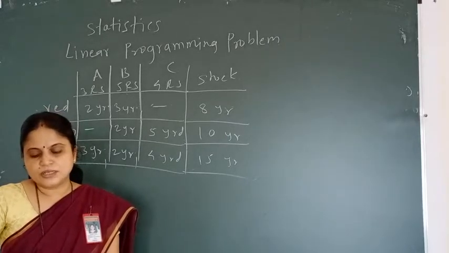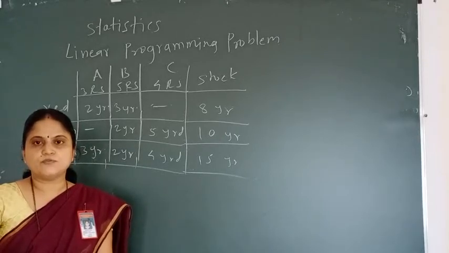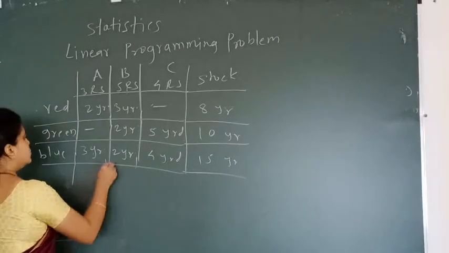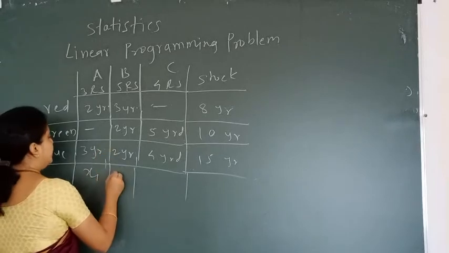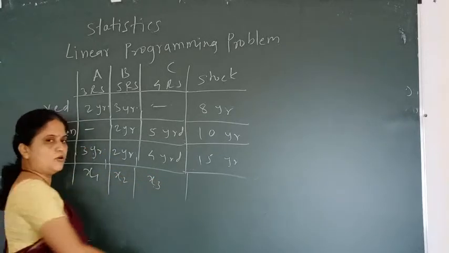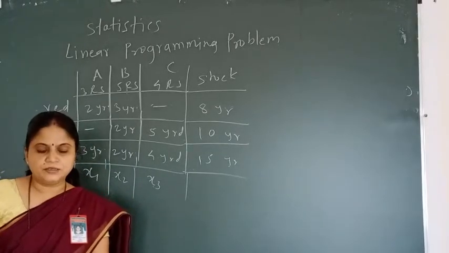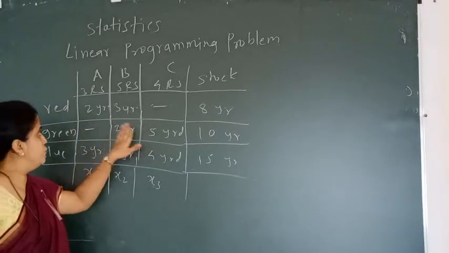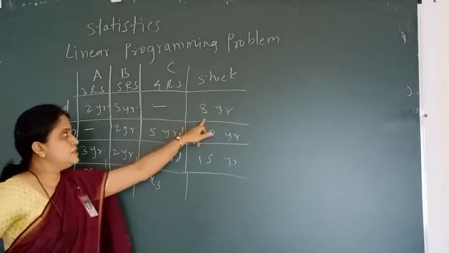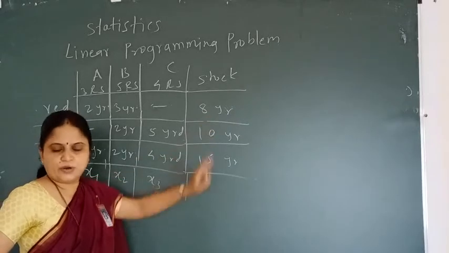So let me consider over here x1, x2, x3 be the quantity in yards produced of cloth A, B, C. That is, I produce A cloth of x1 yards, B cloth of x2 yards and C cloth of x3 yards. Okay. Now fine, since I have conditions placed on red wool, green wool and blue wool, for red wool this is less than or equal to 8. I have only the stock of 8 yards.